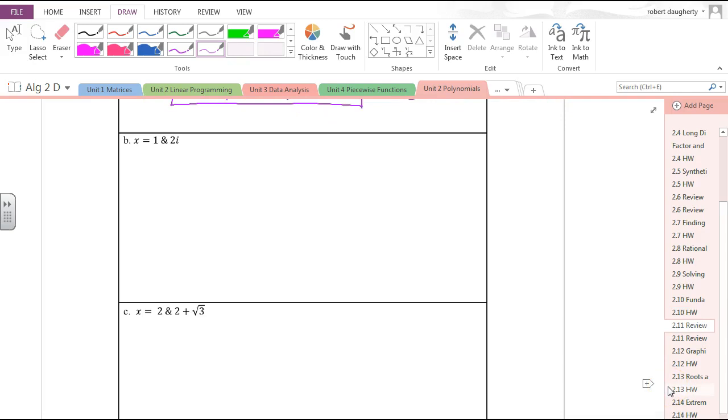Polynomial that has zeros of 1 and 2i. So this polynomial, f of x equals x minus 1, x minus 2i, and x plus 2i. I have to have that. If 2i is a root, negative 2i has to be a root in order for this to have real coefficients. So the best two things to multiply together first are these two.